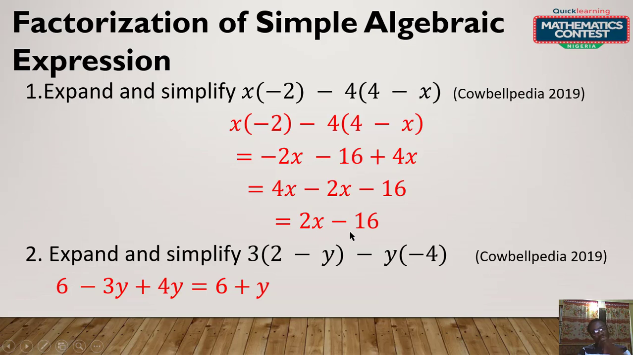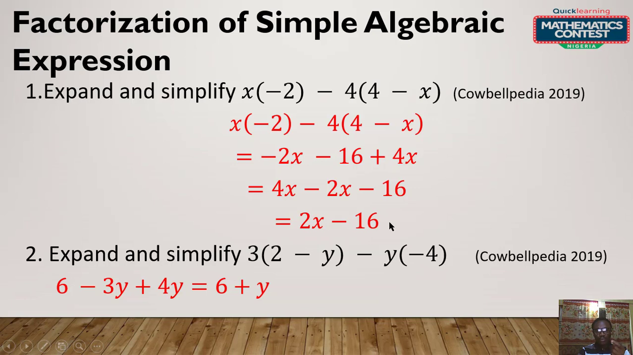Now at times in objective questions, we may not see this answer, that is 2x minus 16, there. It could still be in its factorized form. So in its factorized form, the common factor of 2x and 16 is just 2.